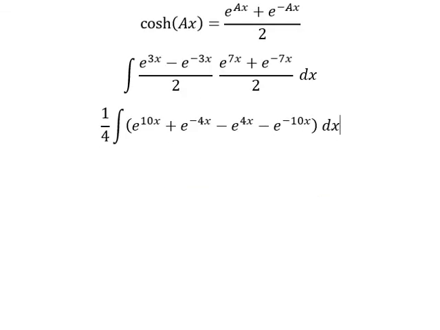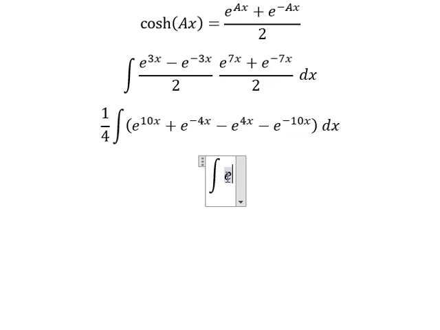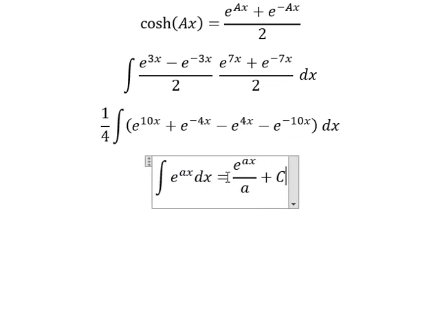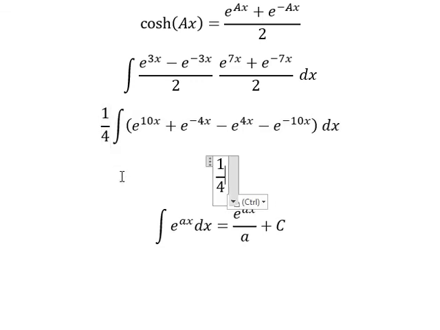Next, we have the second formula in here. And now we have the final answer.